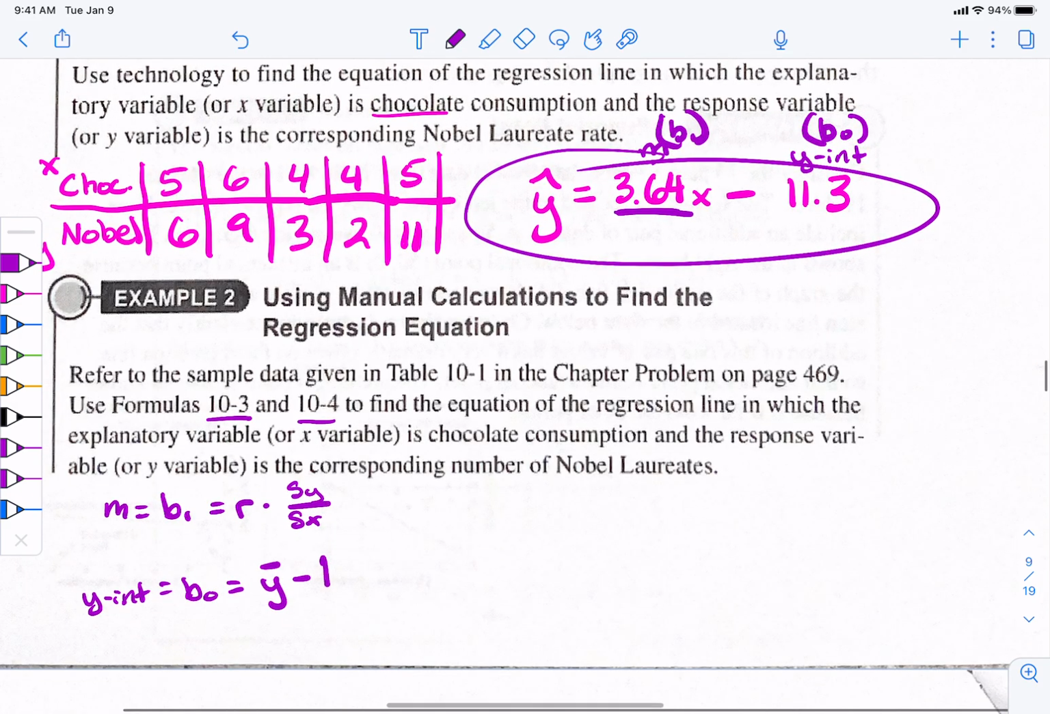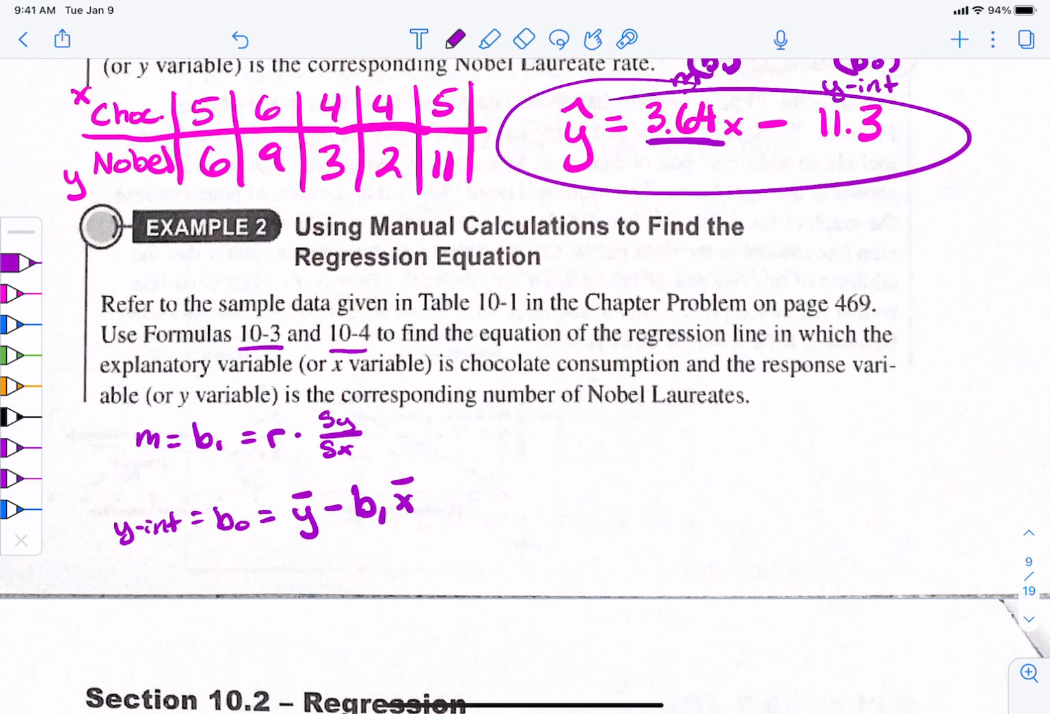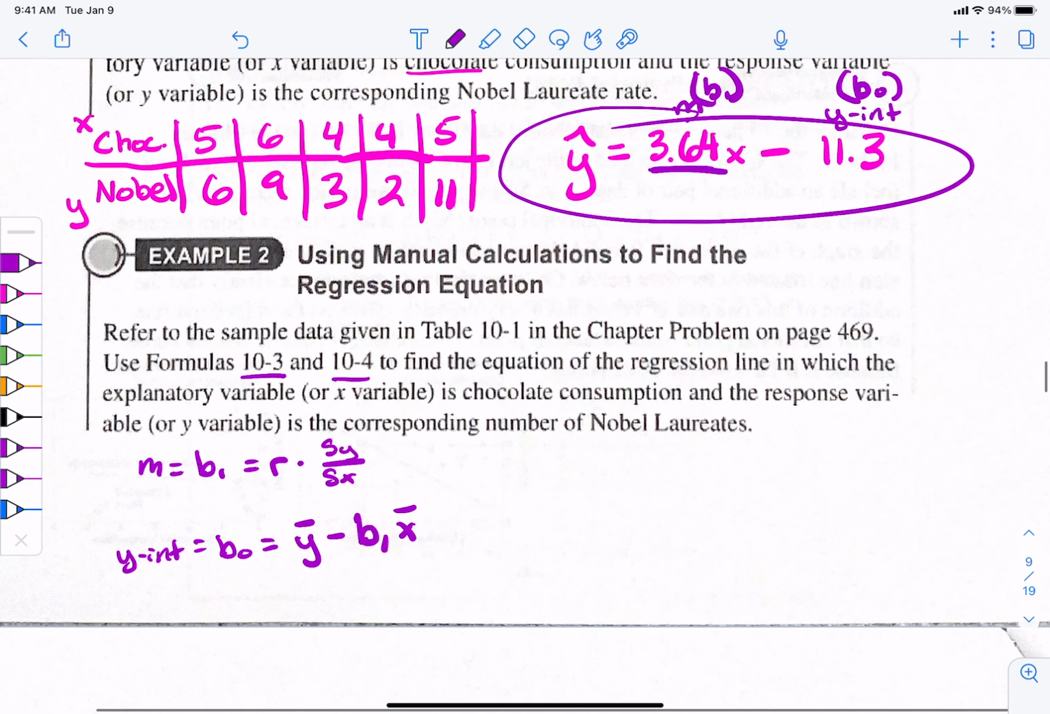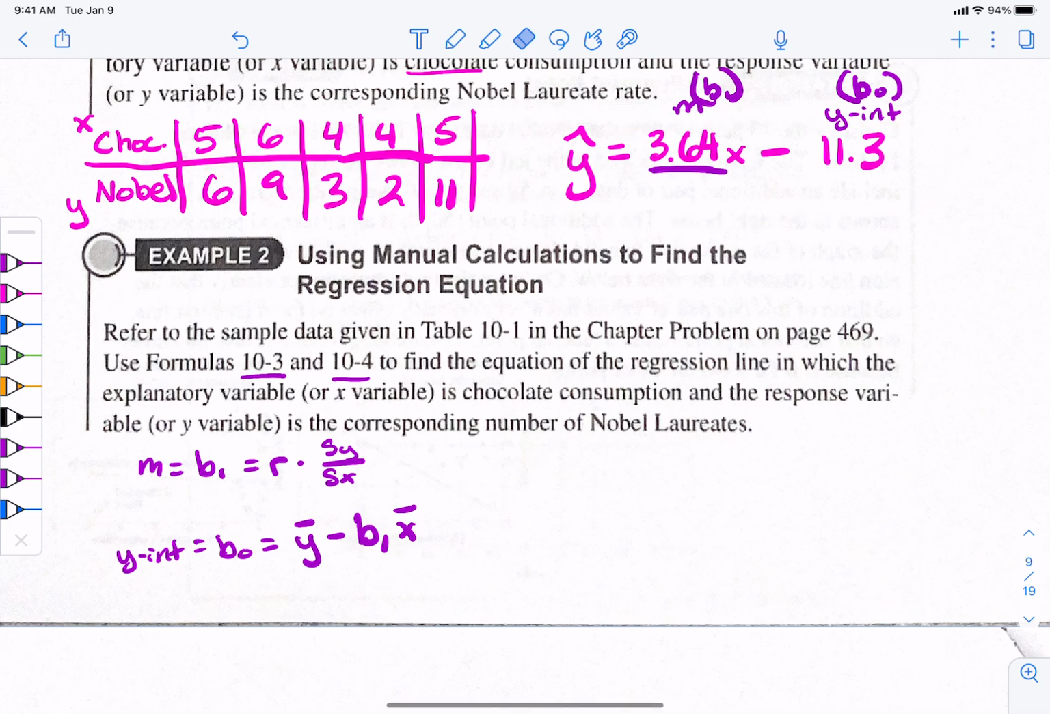b0 equals y bar minus b1 x bar. Okay, so those are the two formulas that we need, and we're going to calculate our equation here and see if it's any different than what we got from above.